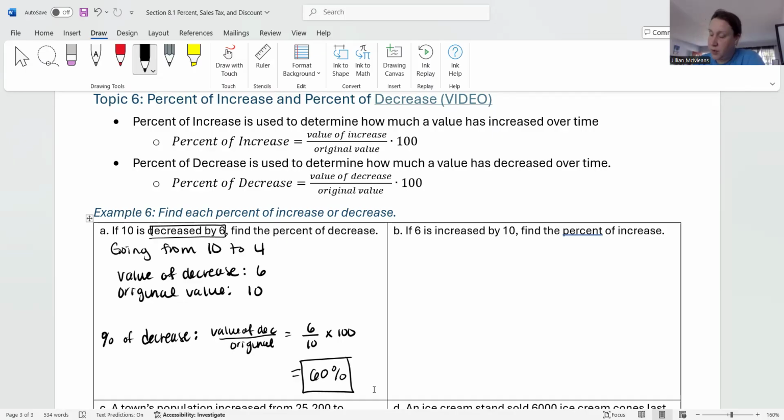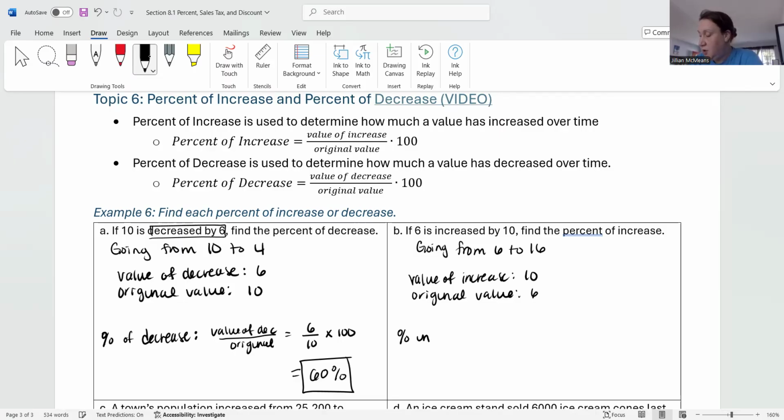So we need a couple of things here. We need to understand that we're going from 6 to 16. That means we're increasing 6 by 10, okay? The value of the increase is 10. The original value is what you're starting with. So in this case, 6. So let's see what this looks like.